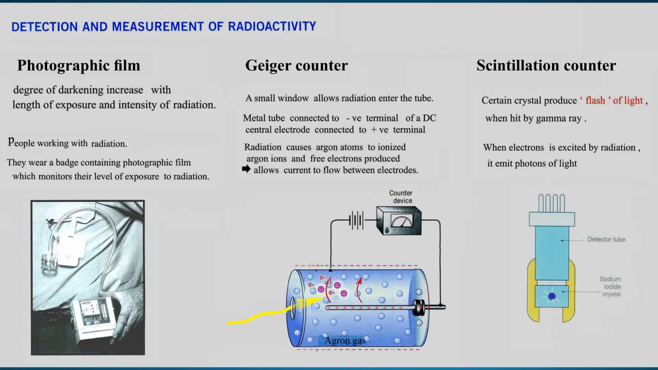Scintillation counter. Certain crystals, when hit by gamma radiation, will flash with light. So in this example, when radiation passes through the crystal, it will flash. That's called the scintillation counter.